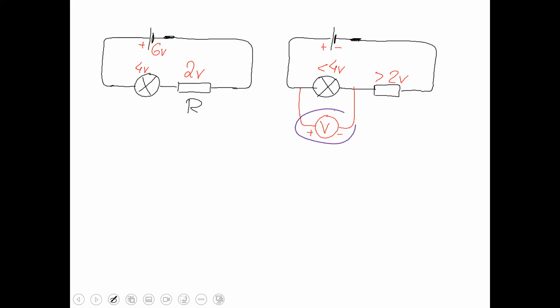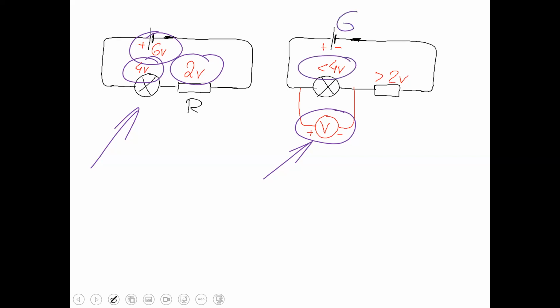When you connect a voltmeter, look here first at this circuit: you are giving 6 volt, 4 volt on the lamp and 2 volt on the resistor. The voltage is divided like that. Then you attach a voltmeter across the lamp. Interestingly, the 4 volt now decreases, and the voltage on the resistor increases from 2 volt. Why? Voltmeter is a good measuring device, but the problem is that the voltmeter comes in parallel.